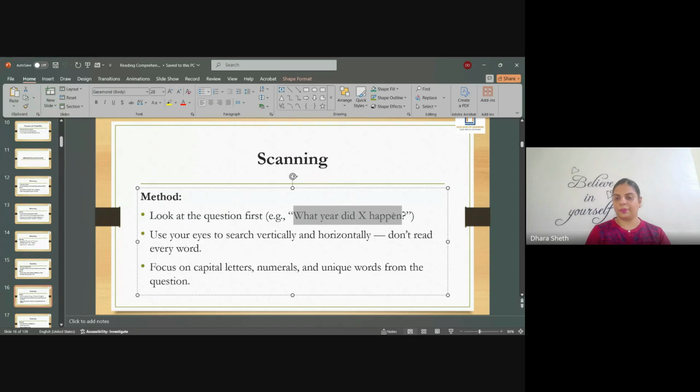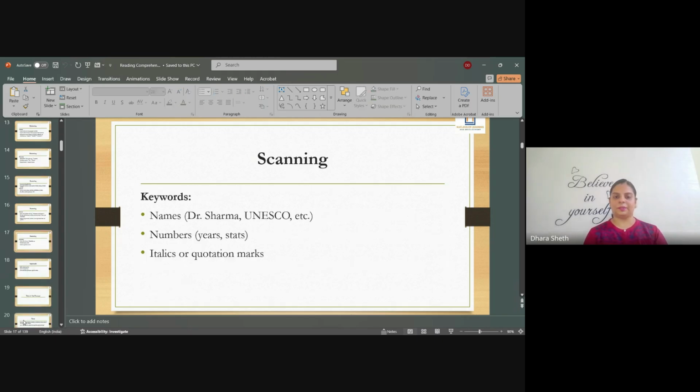and you can find an answer to this question. With whom did that person go? So now with whom has to be the name of a person. So now search vertically and horizontally throughout the passage for the names which are given in the options. That is called scanning. Names, numbers, italics, and quotation marks.